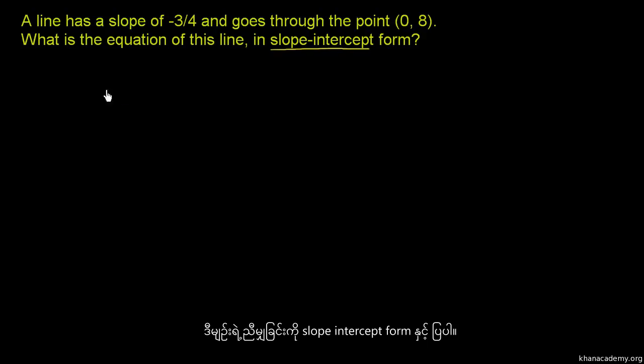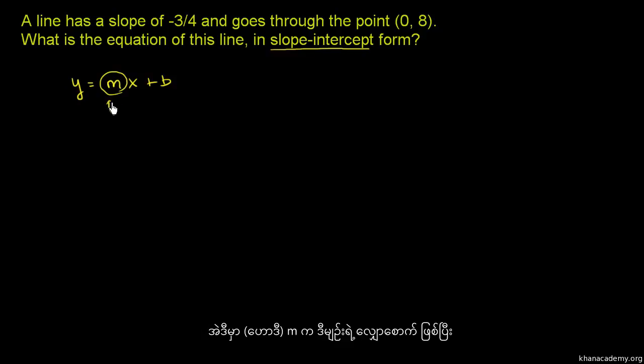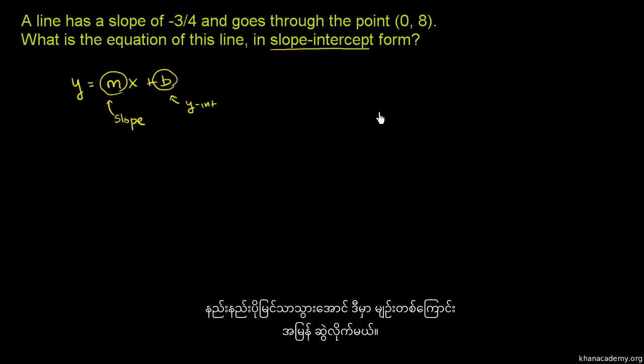Slope-intercept form. Any line can be represented in slope-intercept form as y = mx + b, where this m right over here is the slope of the line, and this b over here is the y-intercept of the line.